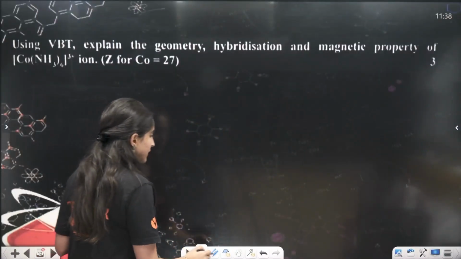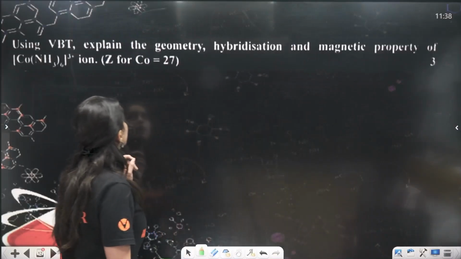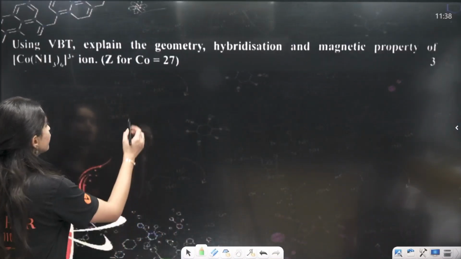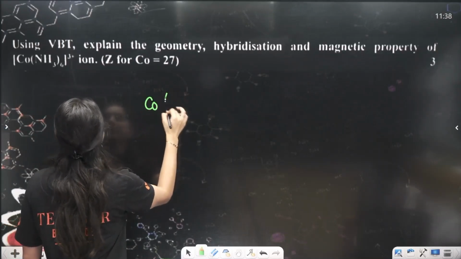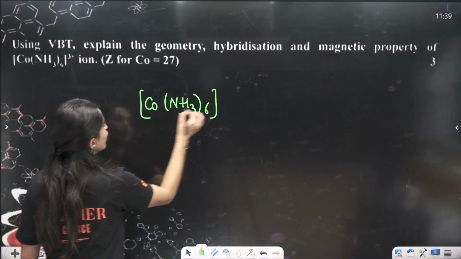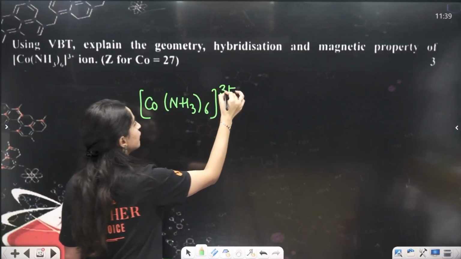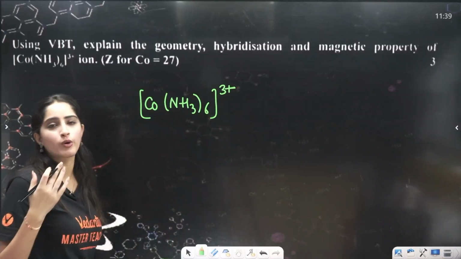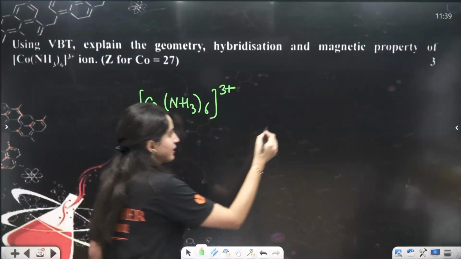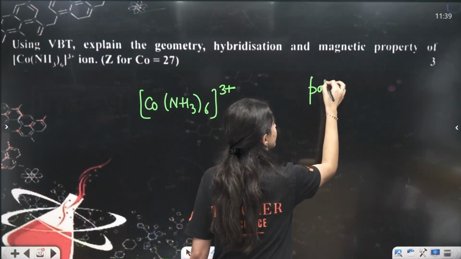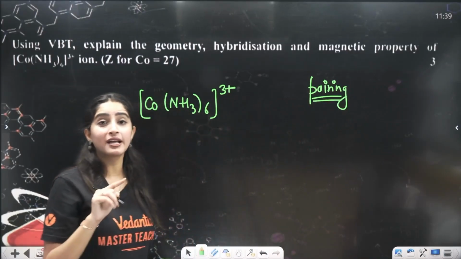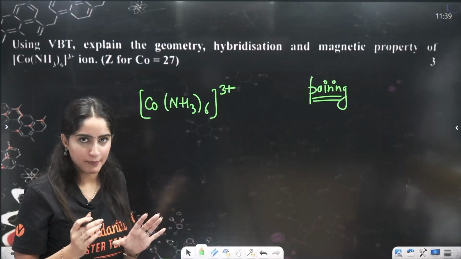Next is using VBT. Again, a very, very important question. Using VBT, you have to tell the geometry, hybridization, and magnetic property of [Co(NH3)6]3+. Now I'll tell you one thing, when you talk about NH3, it is a strong field ligand. It means NH3 will cause pairing, right? Whether pairing will happen or not, you will see according to the ligand, because the ligand is a strong field ligand, so pairing will happen here, right?